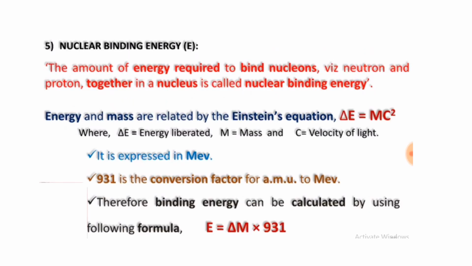Nuclear binding energy. The amount of energy required to bind nucleons, neutrons and protons, together in a nucleus is called nuclear binding energy. It is expressed in MeV. 931 is the conversion factor for atomic mass unit to MeV. Therefore, binding energy calculation: E is equal to delta m into 931.